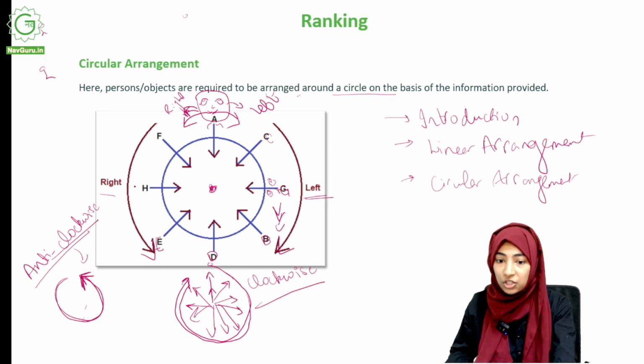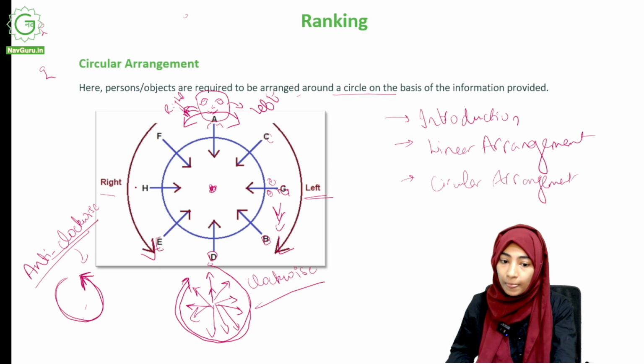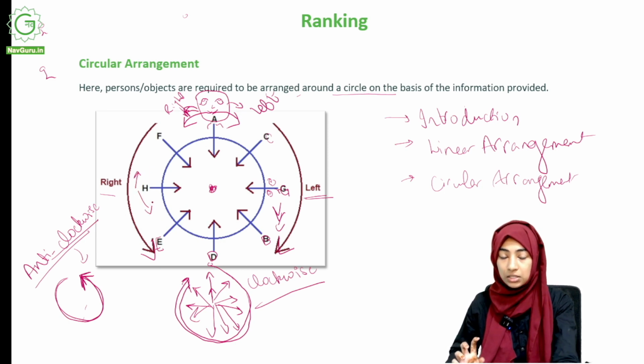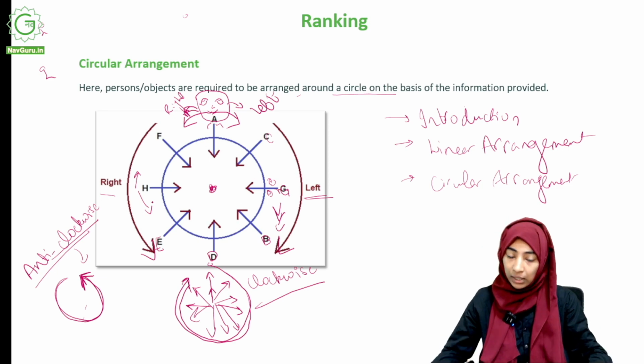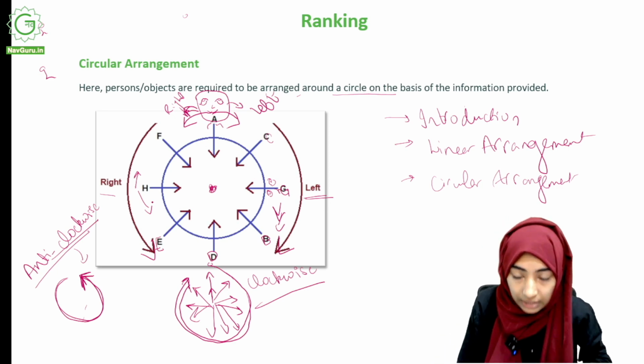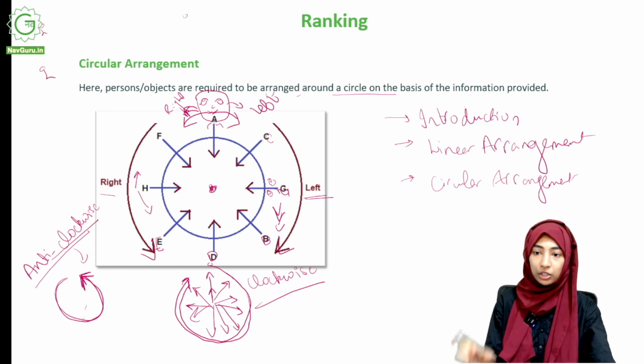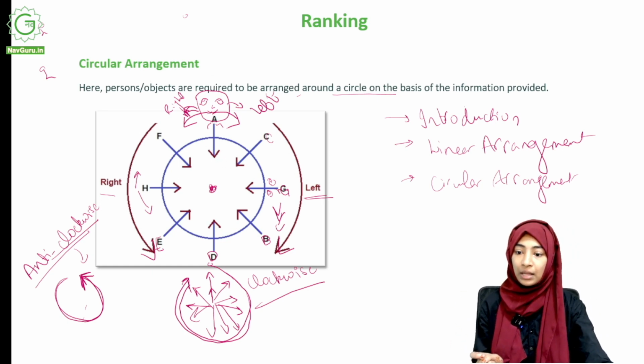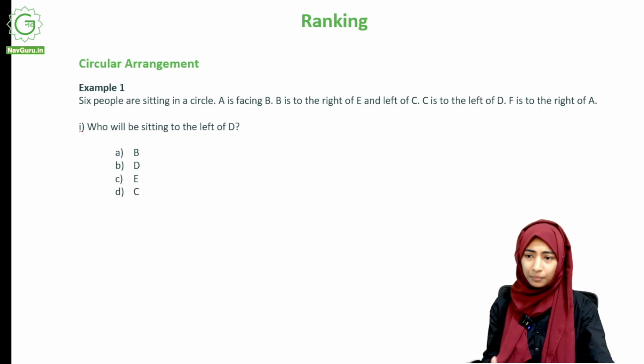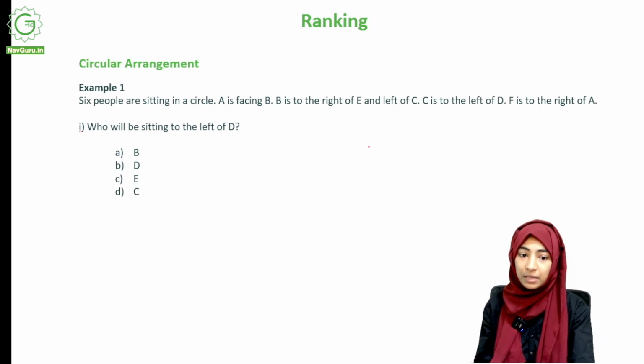Similarly for H, how will you go clockwise? Like this. So this is the left of H. How will you go anti-clockwise? Like this. So this is the right of H. Whatever is easy for you, whatever works for you, you can study it using that way. That's basically what you need to know under circular arrangement. That being done, let's move on. This is all you have as concepts under circular arrangement.